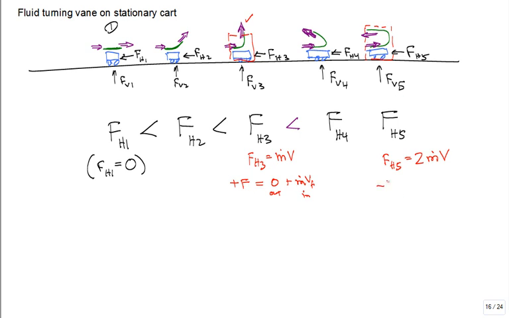So we're going to have negative FH5, that's in the negative direction pushing back on the cart, equal to, what about the outflow? The outflow is m dot v, but the v is not in the positive x direction, it's in the negative x direction. True? And then what about the inflow? It was m dot v in the positive x direction. So each term has a negative in front of it, and FH5 is equal to 2 m dot v.